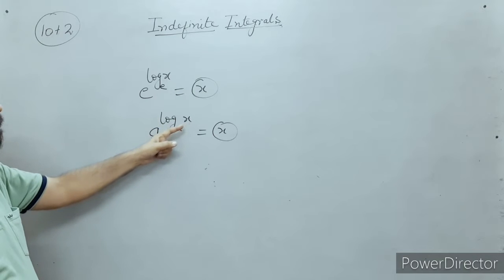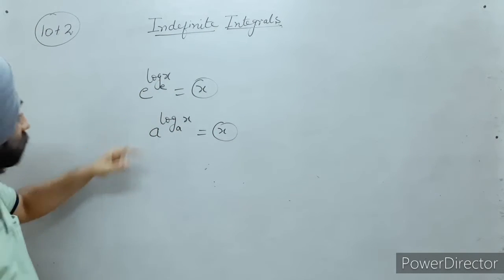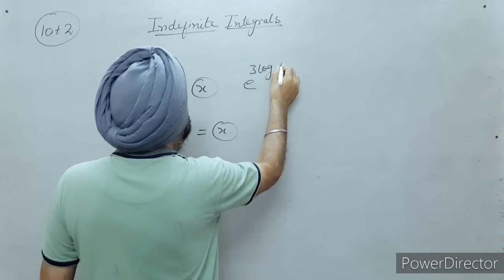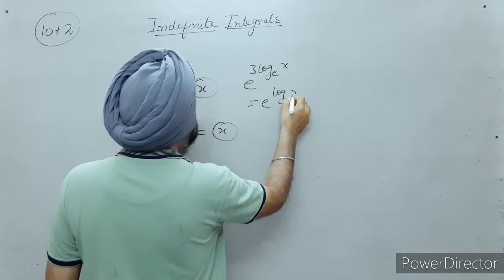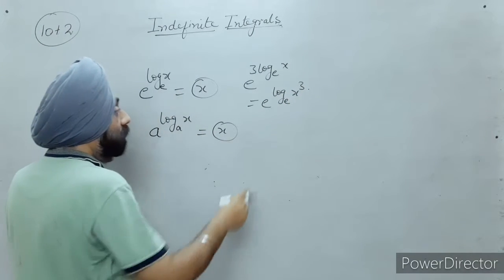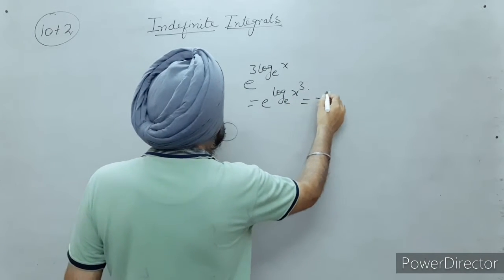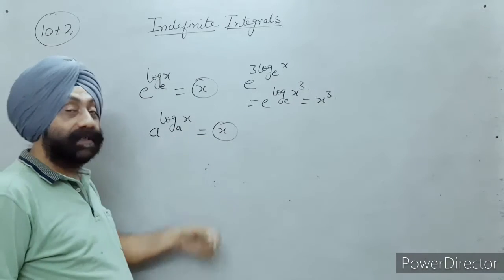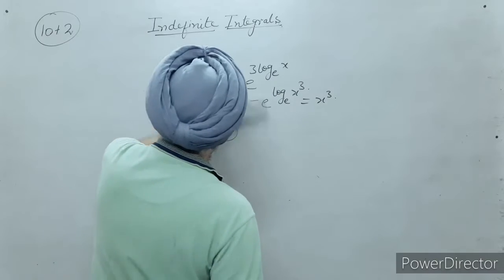A raised to power log of x to the base a, e raised to power log of x to the base e. If it is written like this, e raised to power 3 log x to the base e, then we will first write e raised to power log of x cube to the base e, this is simply x cube. These will also be used while integrating a given function. Now I will write down the formulas.